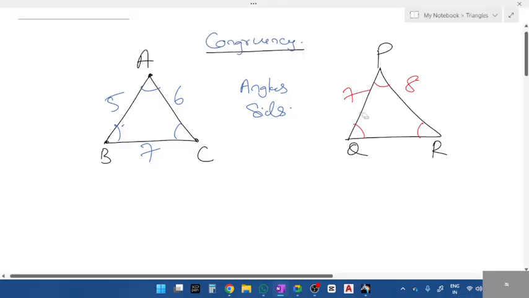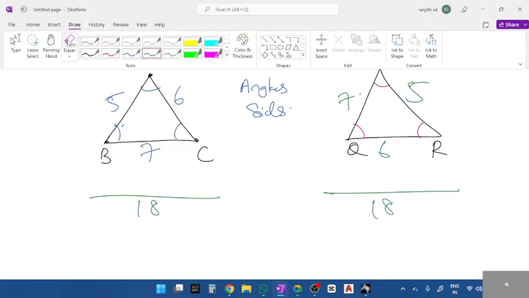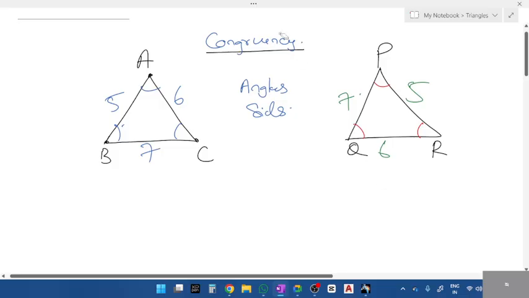So now let me mark them as equal. 5, 6, 7. It doesn't matter which side I mark. But is the total the same? Is the total the same for both, 18 and 18? If I open the triangle, 18 and 18, the perimeter is the same, right? Okay. Both are the same, students.